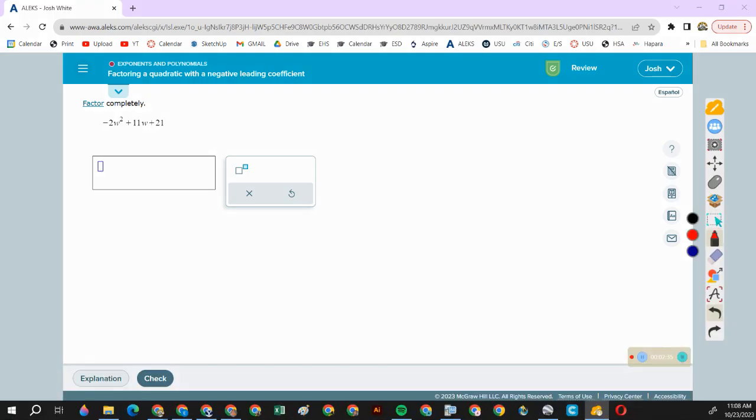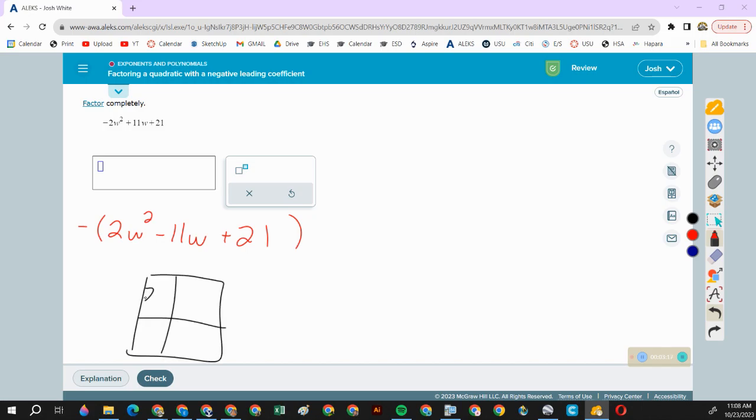All right, how do we factor a quadratic where the leading coefficient is negative? Well, we really don't want to. So I'm going to pull out a negative. So negative, and then I just yank a negative out of everything. 2w squared minus 11w plus 21. And then this one, can I pull the 2 out without creating fractions? No, so we need to use the box.